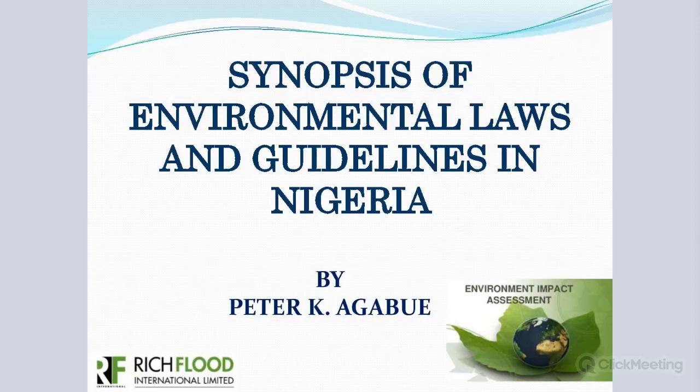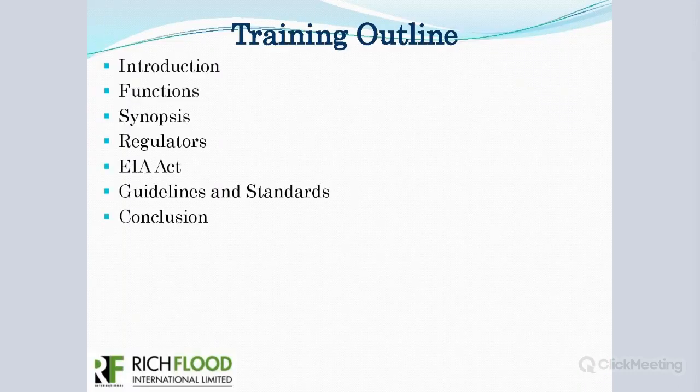I have an important discussion this afternoon, and the topic for our discussion is synopsis of environmental laws and guidelines in Nigeria. So the outline of our discussion is as follows. I'm going to introduce the topic, the function of environmental law, the synopsis, regulators, the EIA Act, and thereafter I'll talk about the guidelines and standards, and finally, the conclusion.